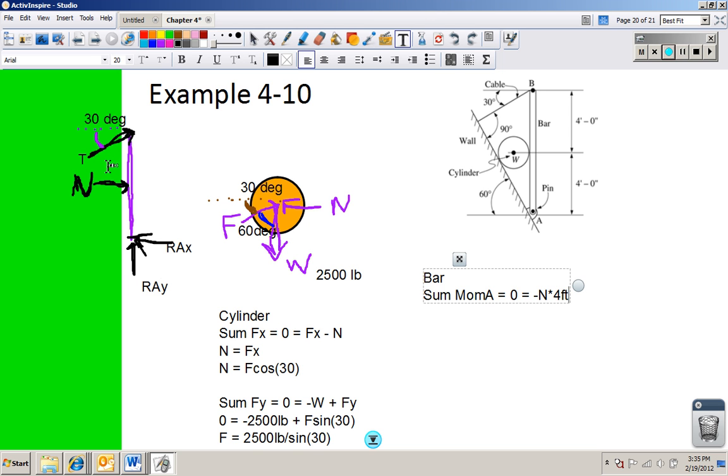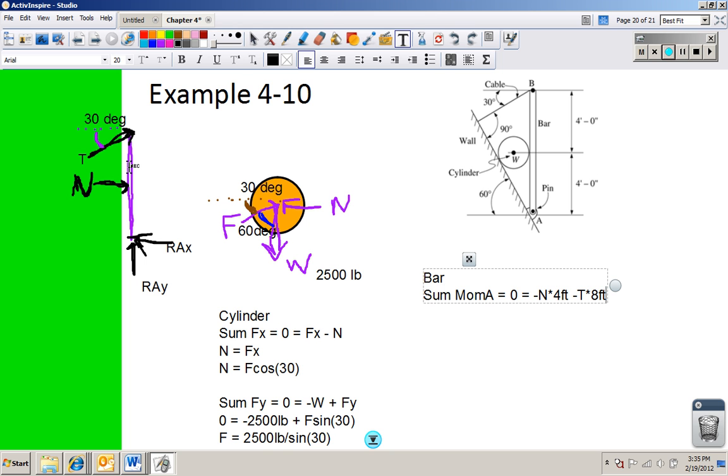okay? And then this tension has an X and a Y component. The Y component is going to be in the line of action and won't contribute, but the X component will. So it will also be a negative moment, okay? Negative T times 8 feet.